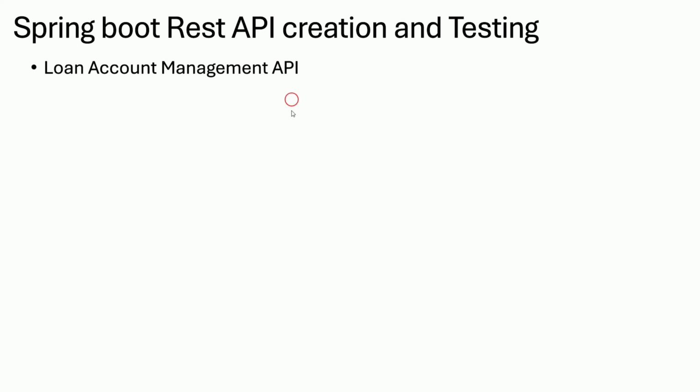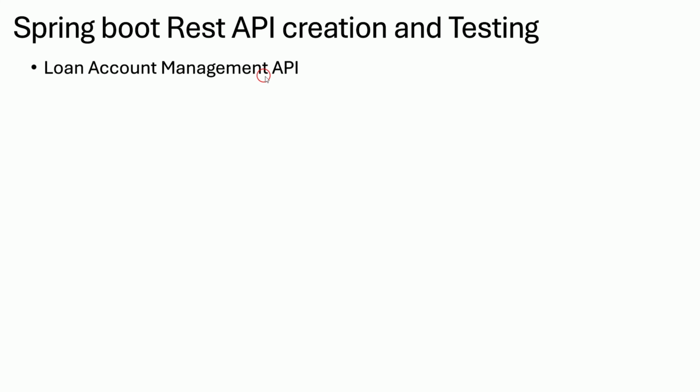So what was the REST API we are going to look at? That is the Loan Account Management API. This Loan Account Management API should manage the loans. So it has users and also it has loans, and each user has a different kind of loan, but one loan belongs to only one user. So this kind of scenario I'm taking.